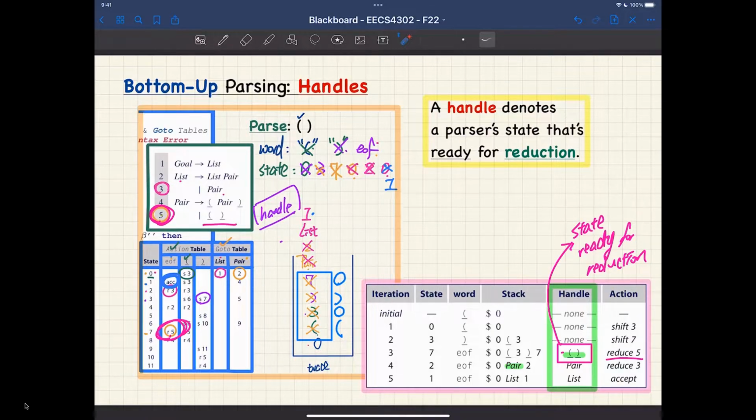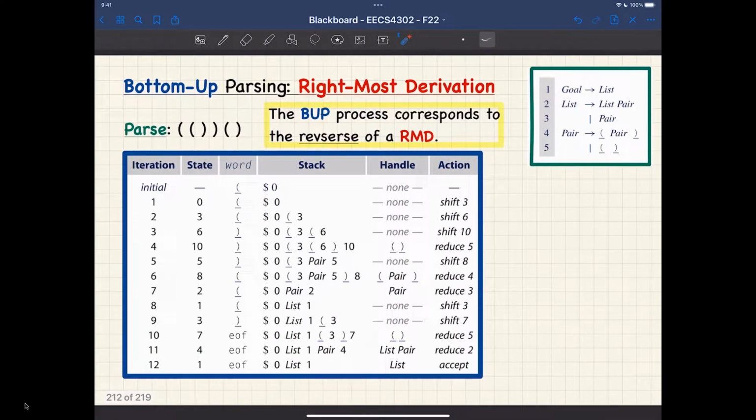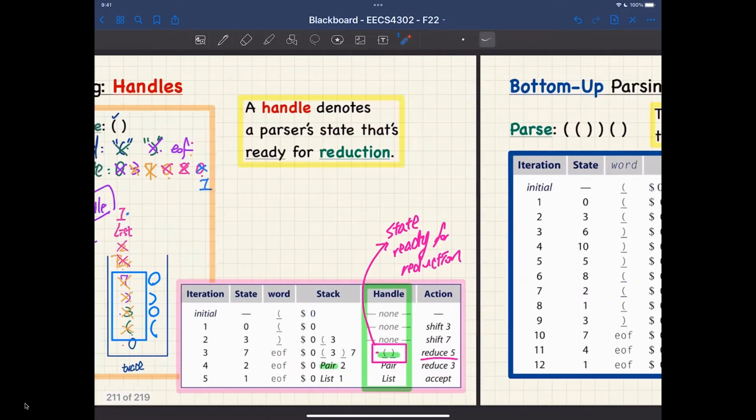Are we okay so far about handle? Okay, it's a state that's ready for reduction. Number two, I want to revisit this idea. When I first introduced the idea about bottom-up parsing, I sketched it very, very abstractly.